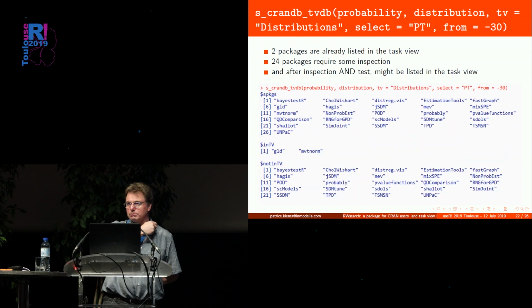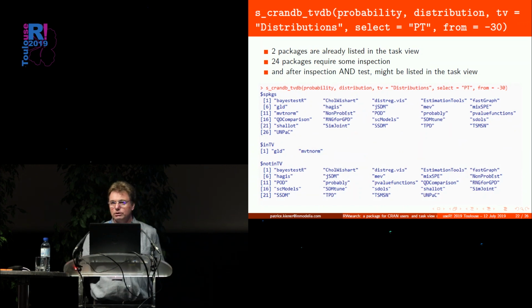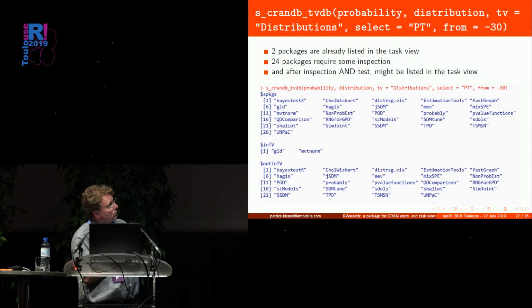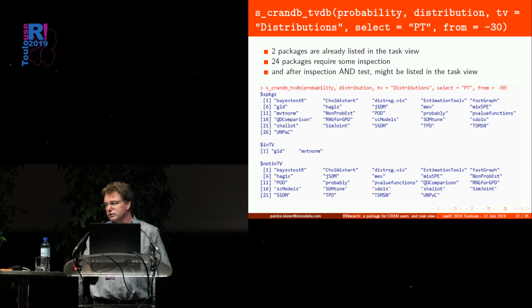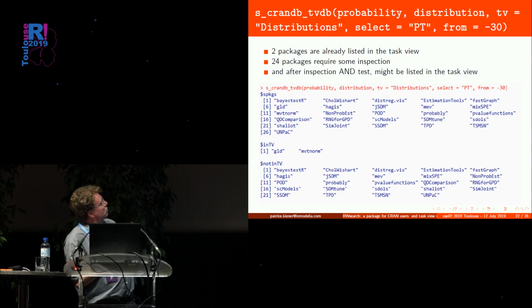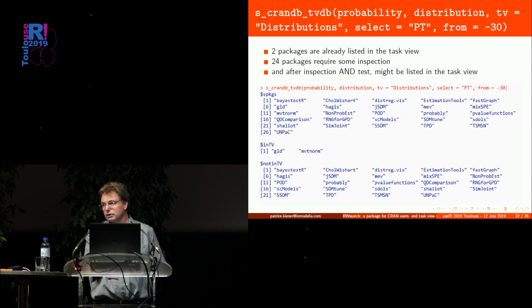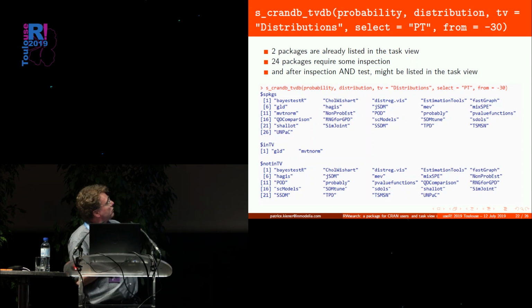Now, back to my first slide. I wanted to search for packages related to the distribution task view. Today there are 41 task views, such as survival, graphics, design of experiments, and so on. Here there is a word which is the usual word of the distribution, and now I will search for that word.